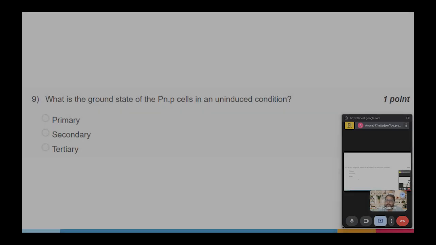Okay. Next question is, what is the ground state of P and P cells in an uninduced condition? The options are primary, secondary, and tertiary. So choose whatever you think is the correct option.